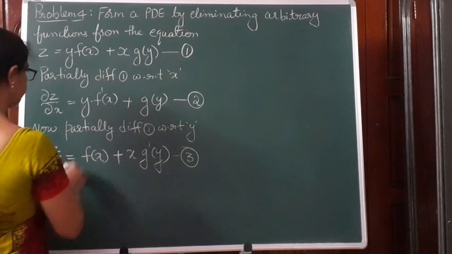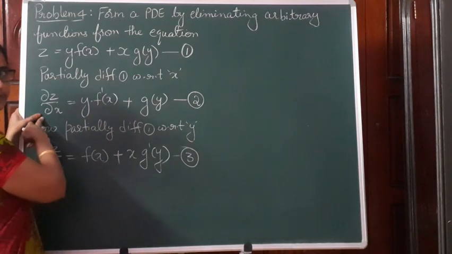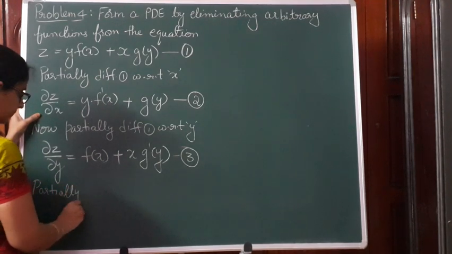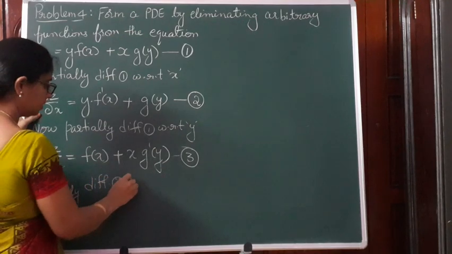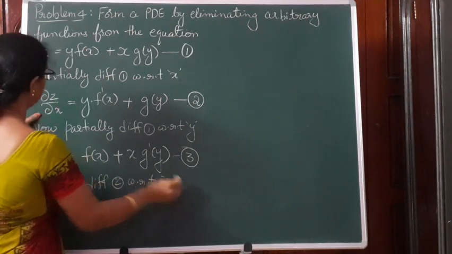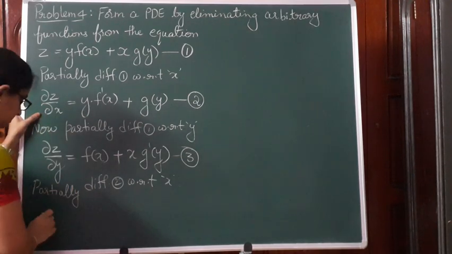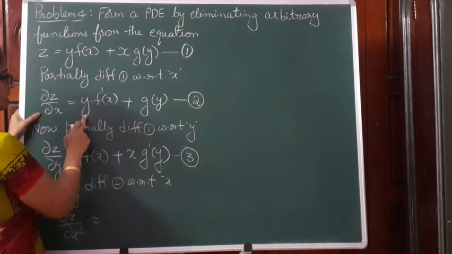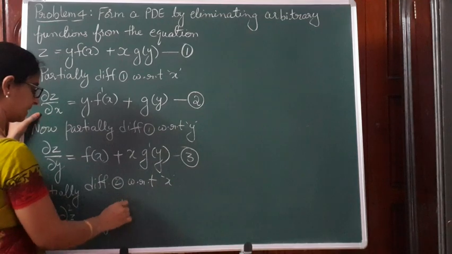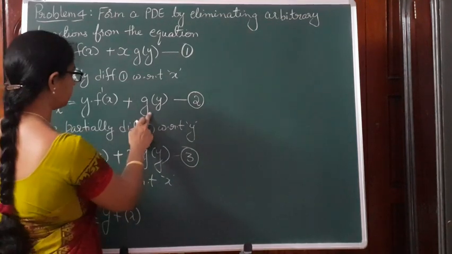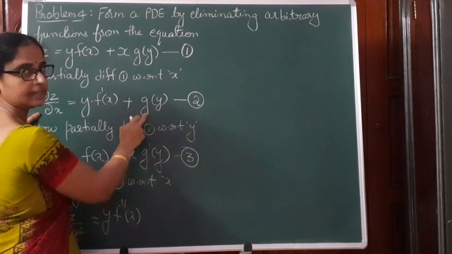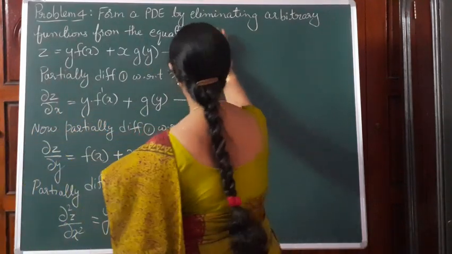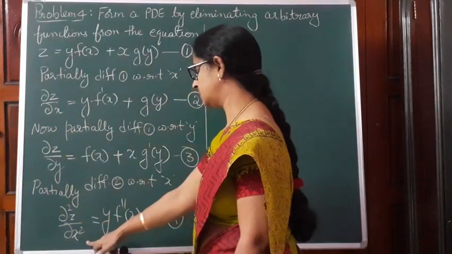Okay. So from equation 2 we find ∂²z/∂x². Now partially differentiate 2 with respect to x. That is ∂/∂x of ∂z/∂x. That is ∂²z/∂x² is equal to, y is constant, the derivative of f'(x) is f''(x), plus the derivative of g(y) is 0 because we are differentiating with respect to x. Call this equation 4. Now we have found ∂²z/∂x².